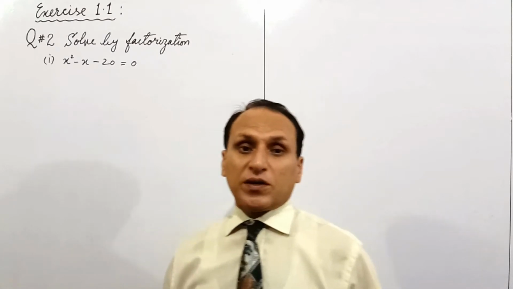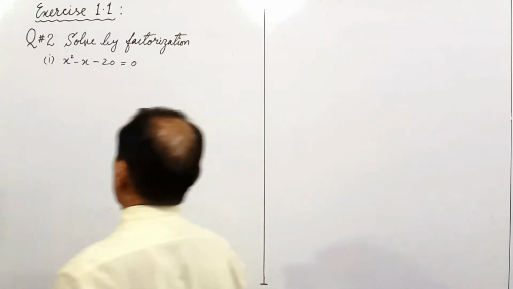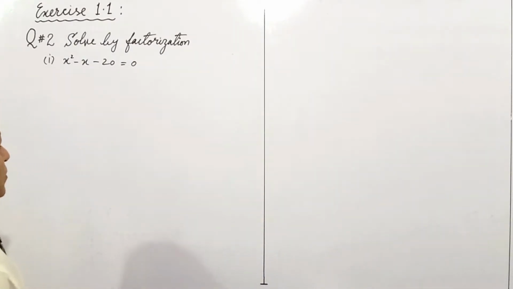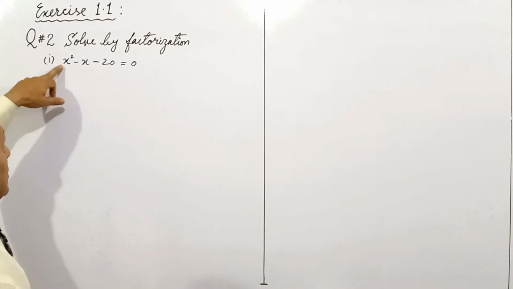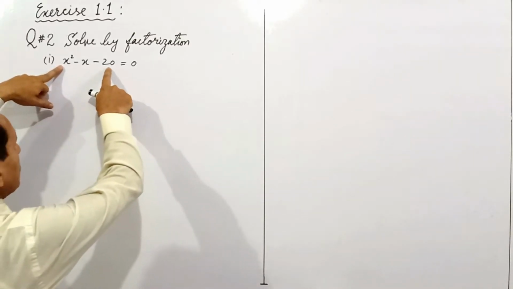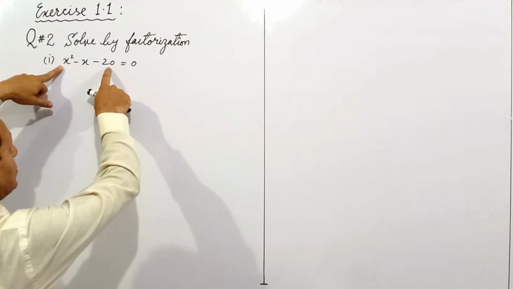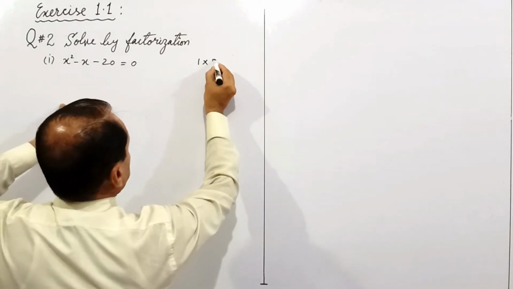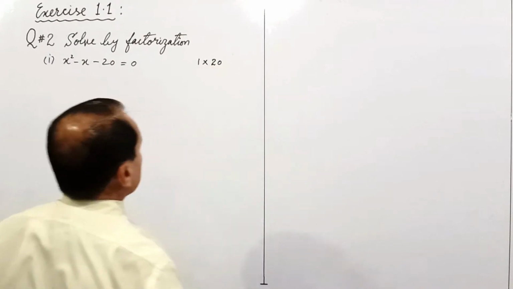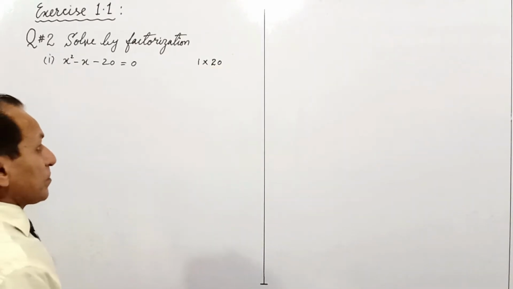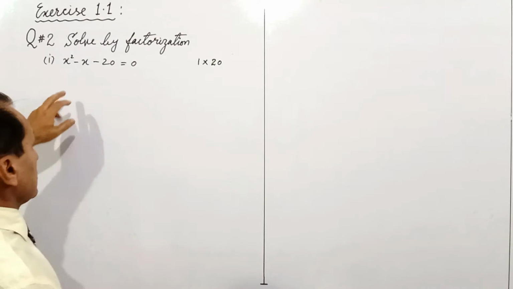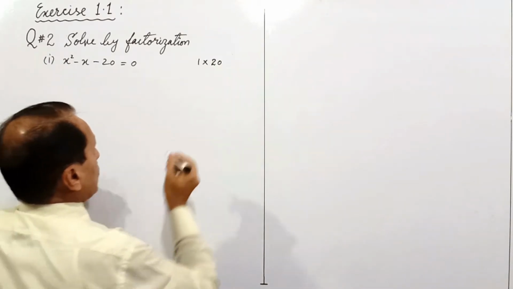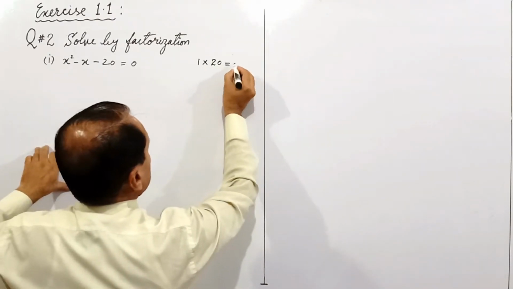Let's do part 1, in which we recall the method that first of all we find the product of the leading coefficient and the constant term, 1 into 20. We choose this purpose, the method of middle term breaking. For this we find all the factors. The product of the leading coefficient and the constant term is 20.